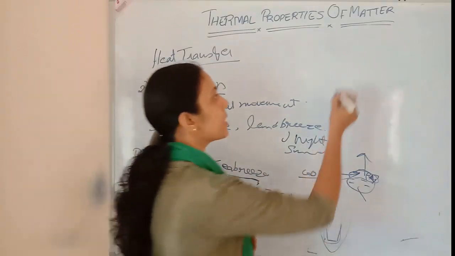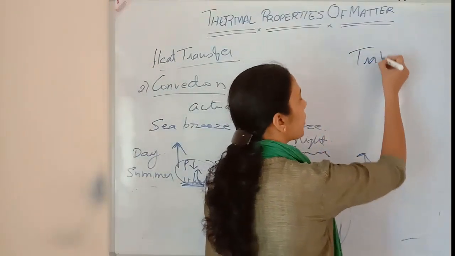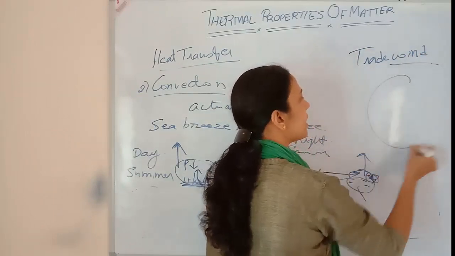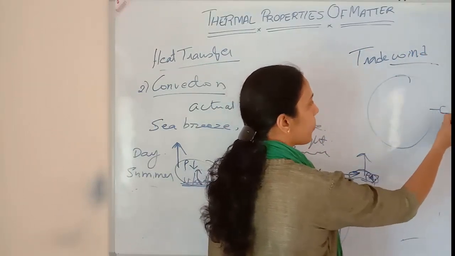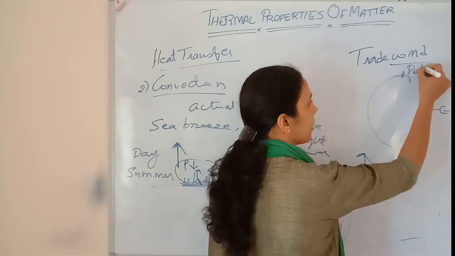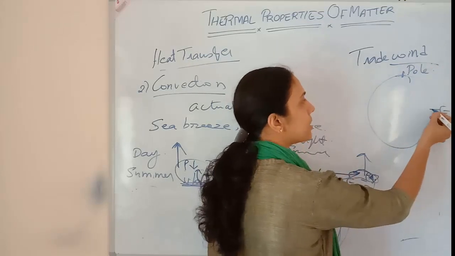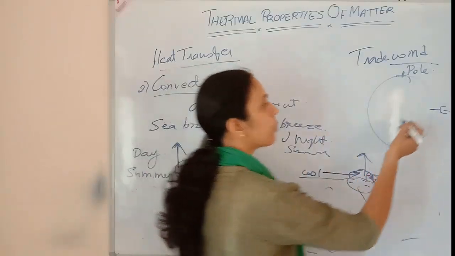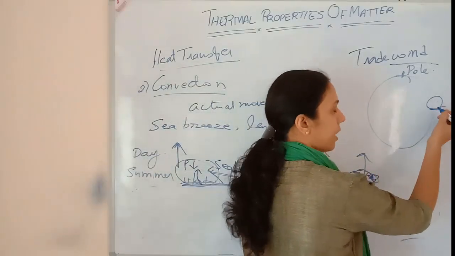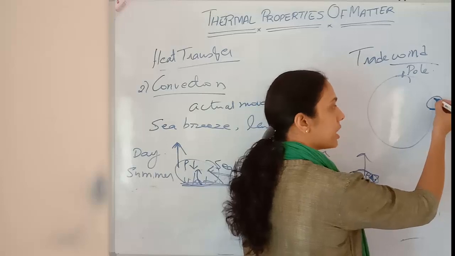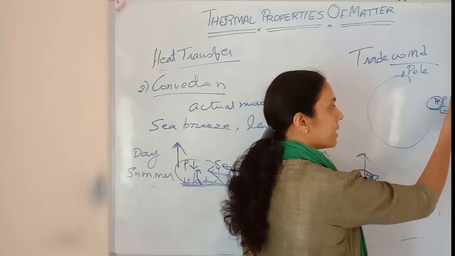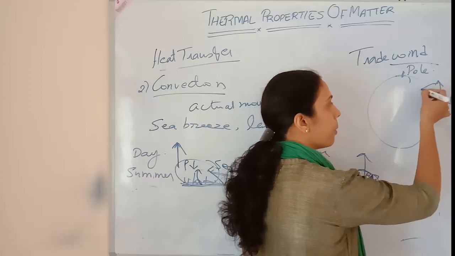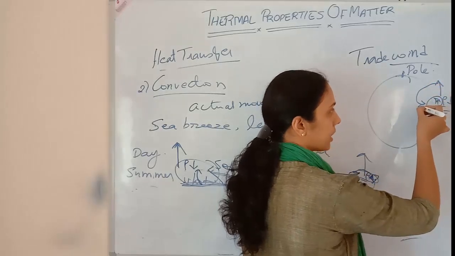And one more thing is trade winds. Okay, what are these trade winds? Say, on our earth, this is the equator and this is the poles. The equator is hotter compared to the poles. So if it is hotter, what will happen? The air at this region will have a higher temperature, so the density will be less, and it will move up. When it is moving up, cold air from that region will come down.